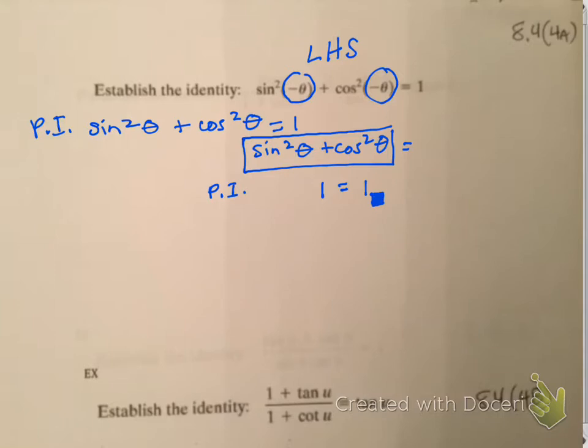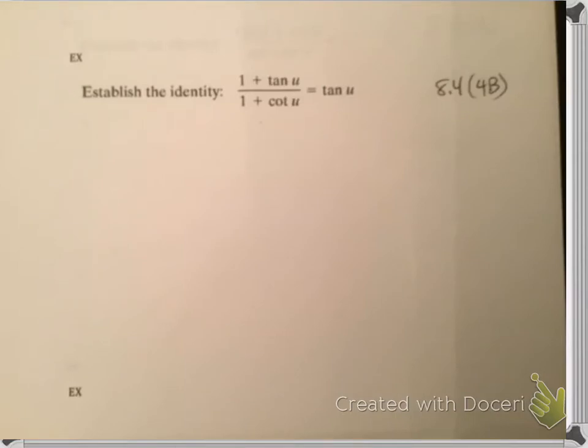So let's go ahead and do the next one. Establish the identity: 1 plus tangent u over 1 plus cotangent u equals tangent u. Now this side that I just put a box around, the left-hand side, is the harder side.